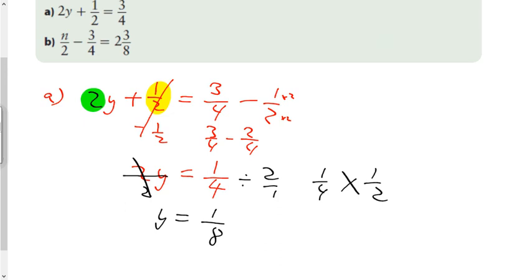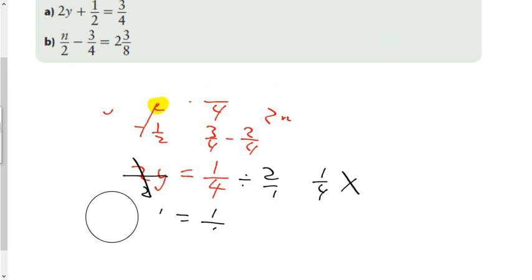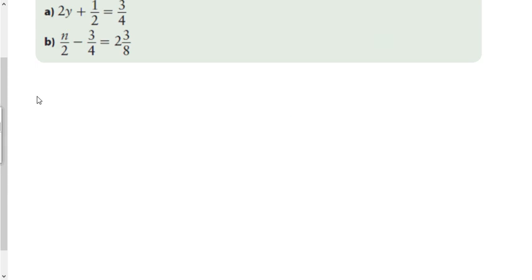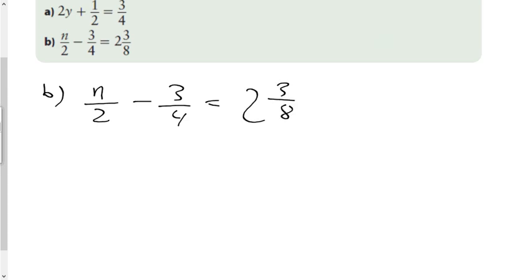All right, our second question, B, I'll just erase this here. Our B says half of n minus 3/4 is equal to 2 3/8. Again, what's my coefficient? Don't say 2. What is my coefficient, Jack? How much of n do I have?